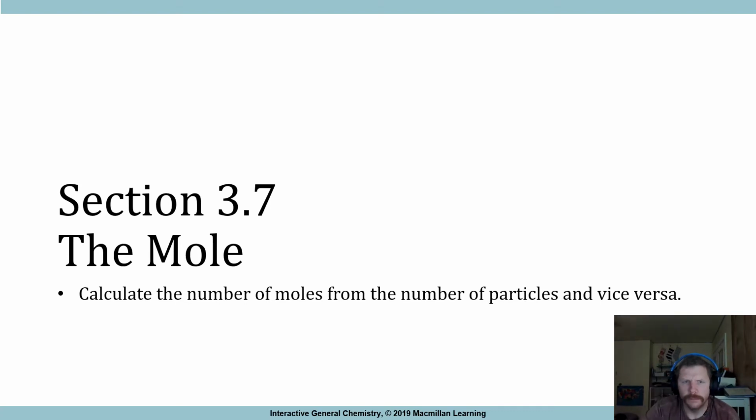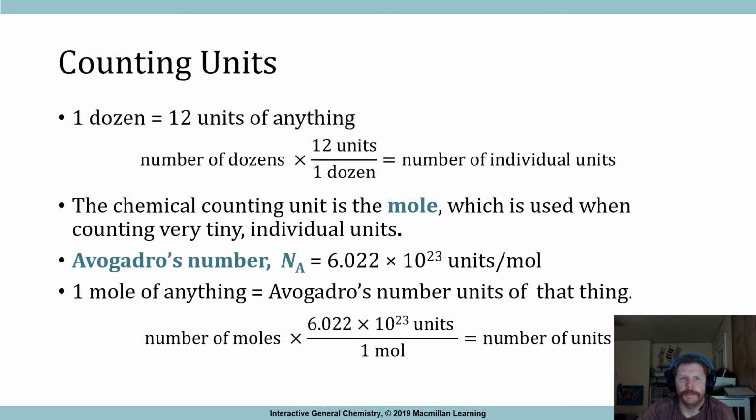The mole. Section 3.7 or 3-7. This is a very tough aspect of this class. We'll work on it. We'll get through it. You can do it. I know you can do it. Keep telling yourself that. Wake up in the morning and say, I can do this. I can knock chemistry out of the park. I know you can. All right.